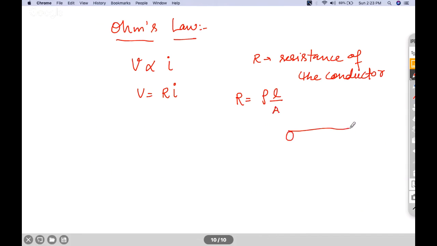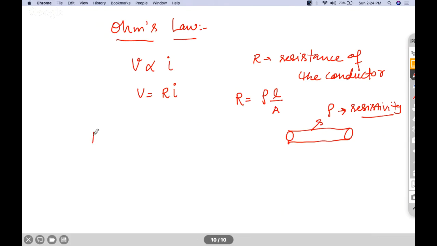So if this is the conductor and rho is resistivity, I told you that it is the property of the matter, it is the property of the conductor. If the conductors are same, irrespective of the cross sectional area and the length, resistivity will remain same. So resistivity is property of the object which remains same for the same object and changes as per the change in the conductor material. Now try to understand.